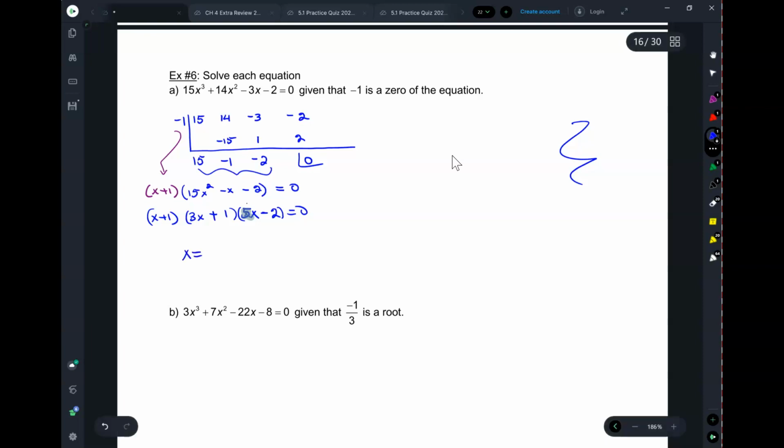So x equals -1, x equals -3, and x equals 2/5. Those are the answers. Right? So again, previously we would never have been able to solve that by hand, but now we totally can, given these new theorems and tools. Okay? All right, should we do another one?